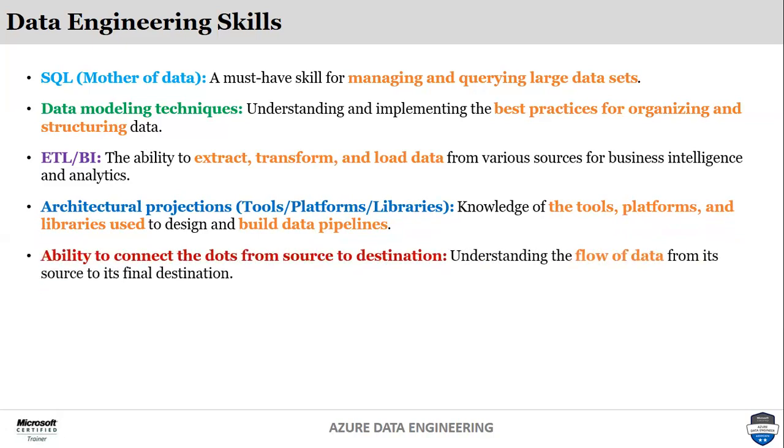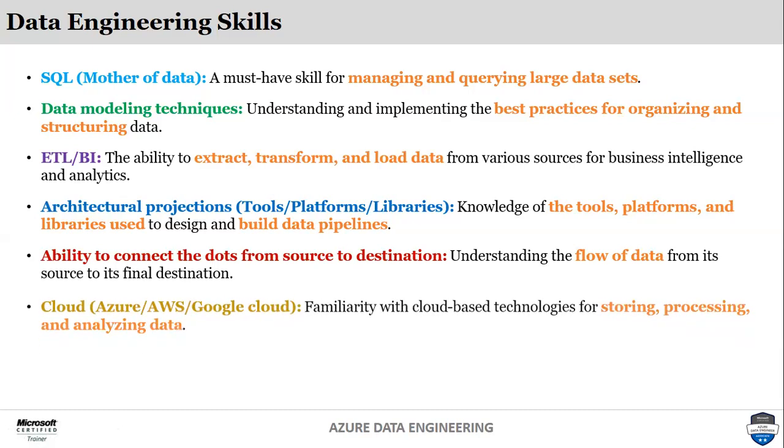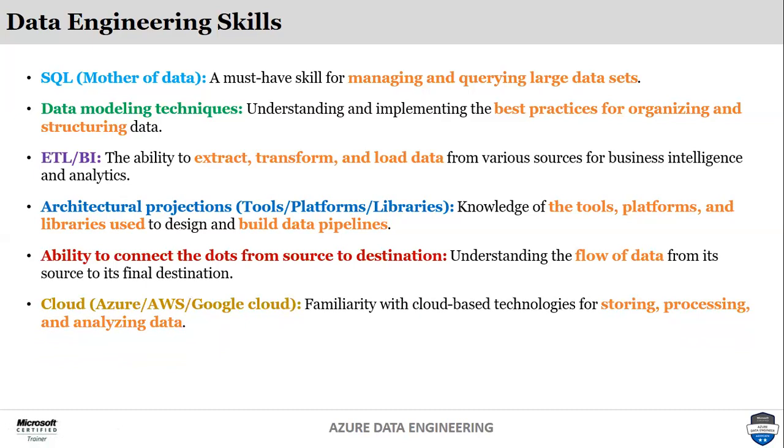And when you have a huge amount of data in the source and target, you should understand, and you should be able to imagine and design the flow between source and target. So you should have the ability to connect the dots from the source to the destination. And of course, you should have the basics of any one cloud, because data engineering is all about maintaining the data in the cloud.